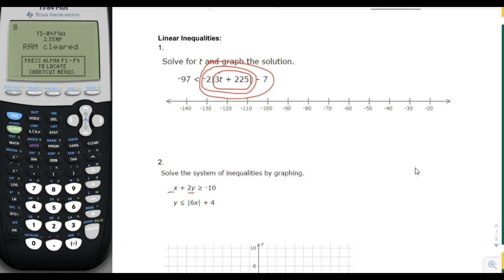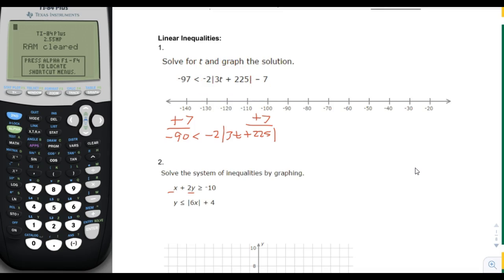So how do you undo -7? You're going to add 7. So we're going to add 7 to both sides, right? So I'm going to add 7 to the right side, add 7 to the left side. And what I get is -90 on the left side, and then in the middle I have -2 absolute value 3t plus 225, and then my -7 is now gone.